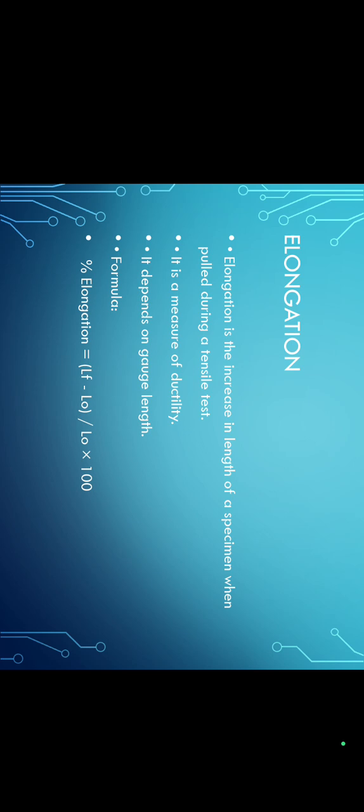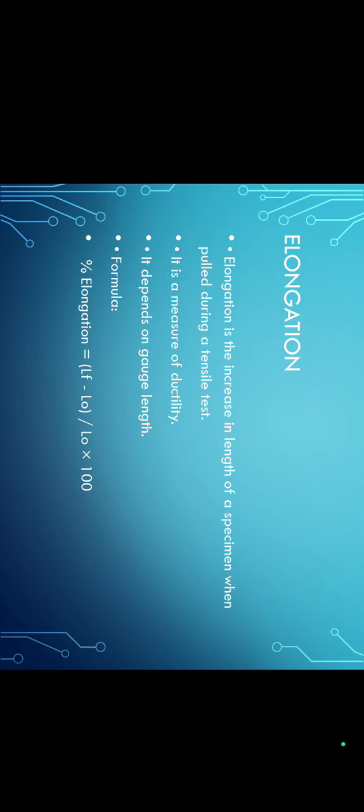For example, if the final length after fracture is equal to 62 mm, then LF equal to 62 mm. LF means final gauge length. L0 means original marked length. Now LF equal to 62 mm and L0 equal to 50 mm. Substitute in the formula LF minus L0 divided by L0. 62 minus 50 divided by 50 into 100, we get the value of 24 percentage. Now we get the percentage of elongation as 24 percentage.